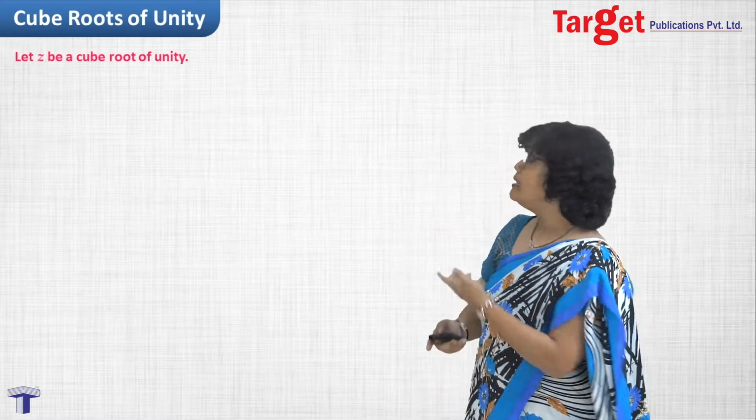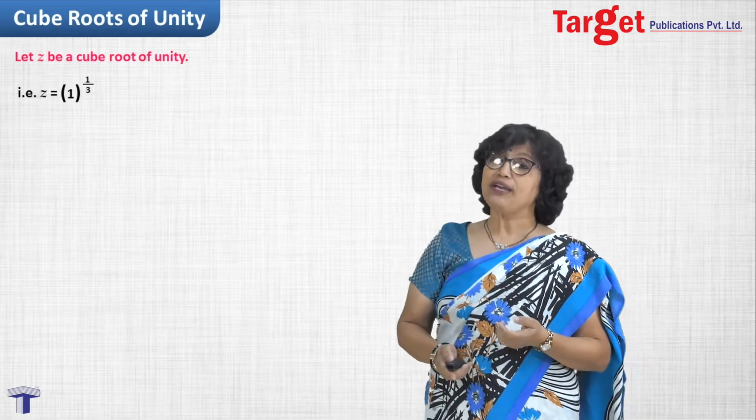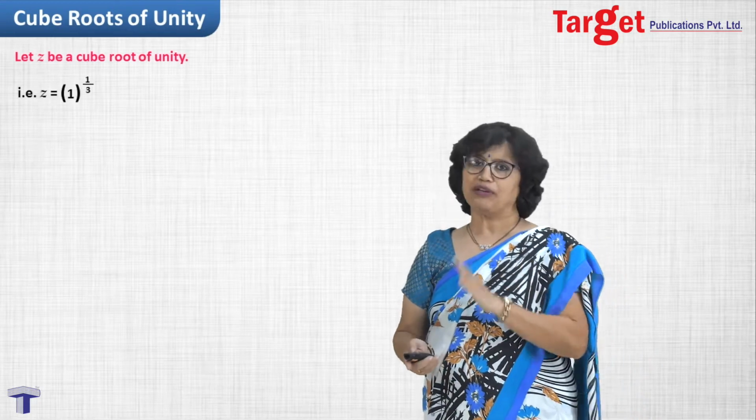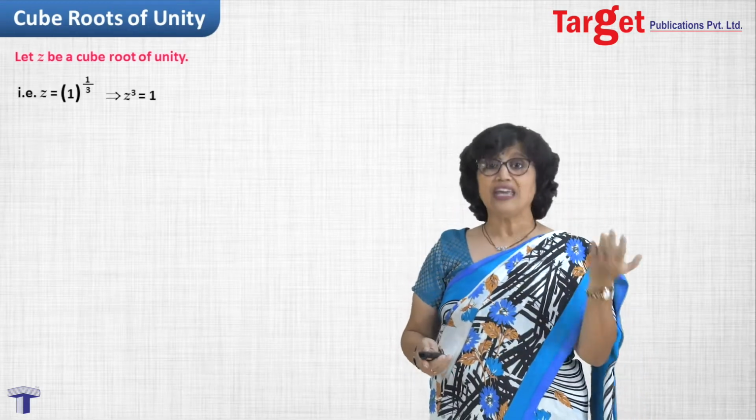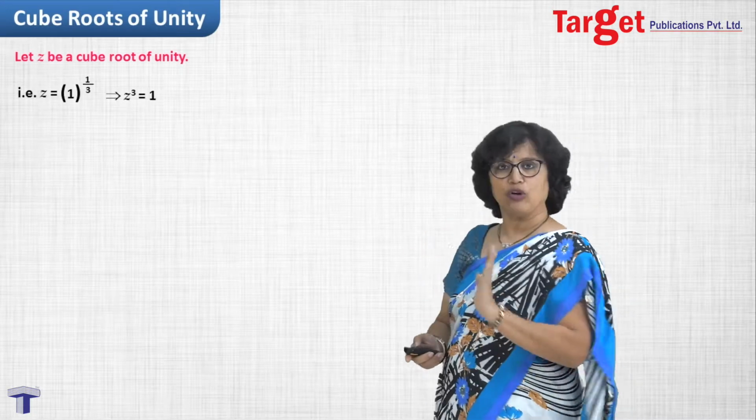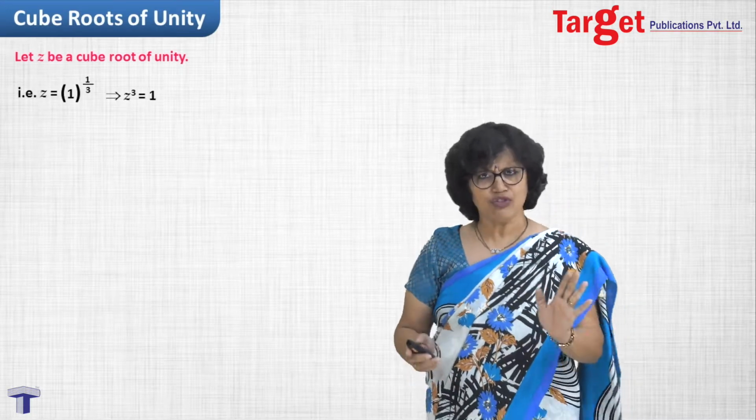So let me start with first cube roots of unity. Unity means 1. Cube root, you already know. So if I say z is a cube root of unity, then obviously z would be written as 1 raised to 1 by 3, which by taking cube on both sides will be z cube equal to 1. This is a very standard thing which you already know.